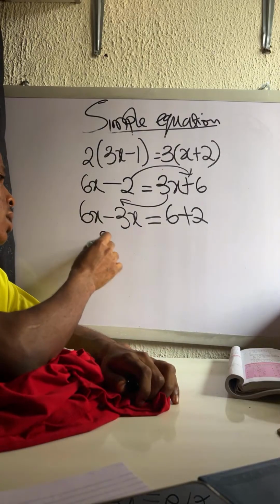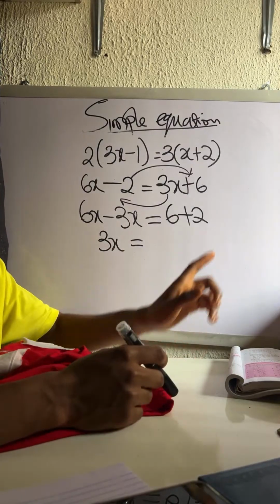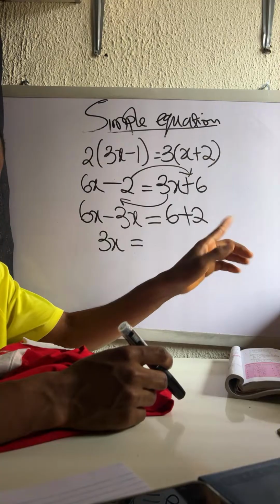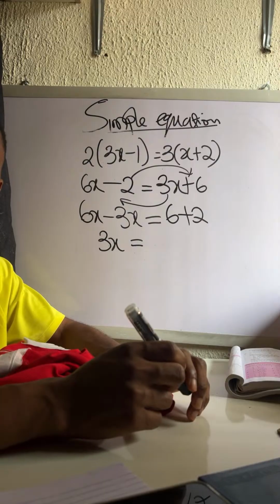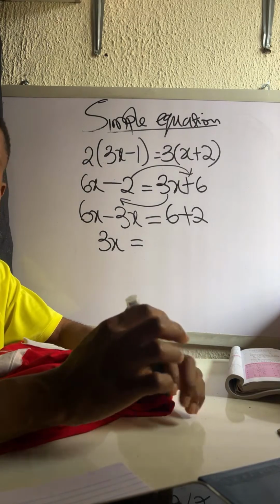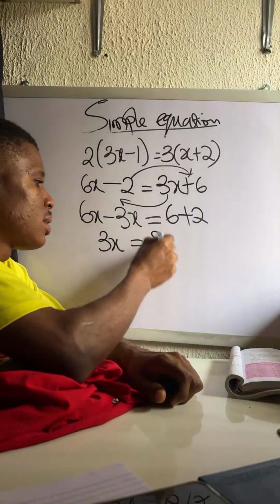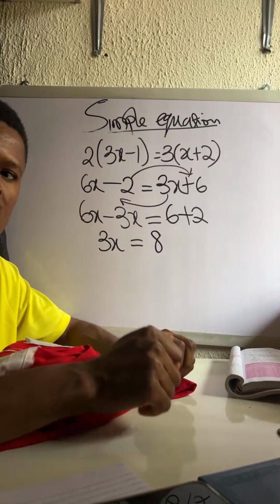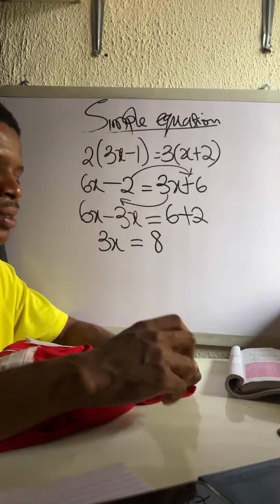Okay, so 6x minus 3x is 3x, and that's equal to, what's the value for 6 plus 2? 6 plus 2 is basically 8. Okay? It's 8. So for you to get the value of x is very, very simple.